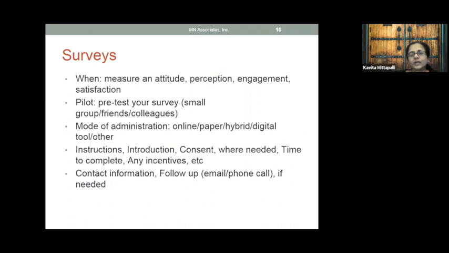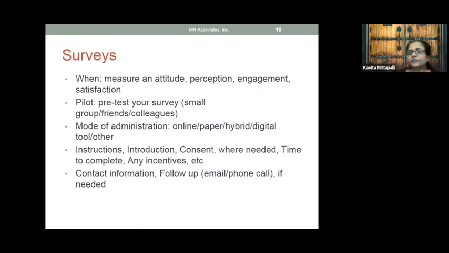The digital tool, again, if you have easy access to a small survey, a 5-question or 7-question survey, send a URL, a short link, and they will fill it out and you get the results instantly. So those are the modes of administration.